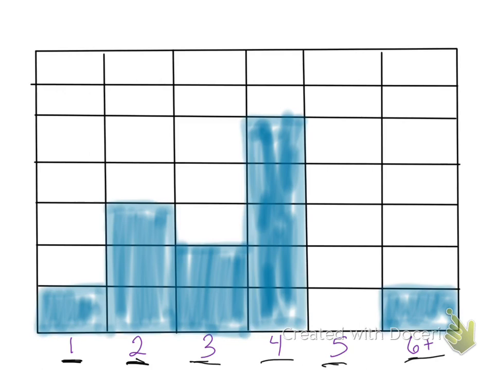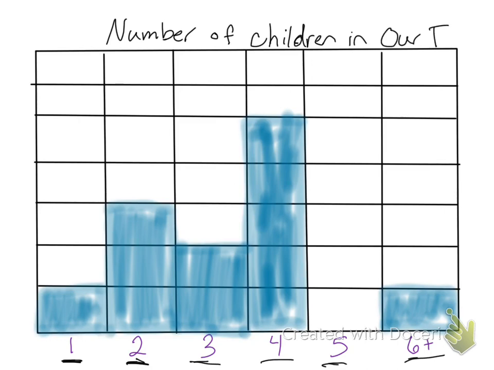Now let's write a title for the bar graph. And so the title should be what we're measuring. So this should be number of children in our families. You always need a title, because it tells us what we're measuring.